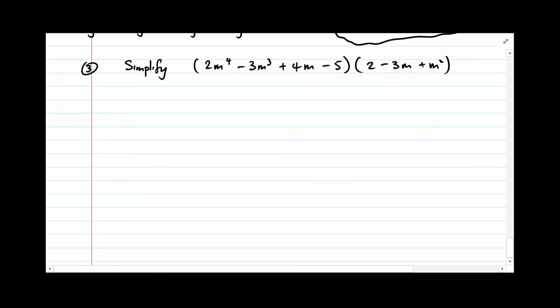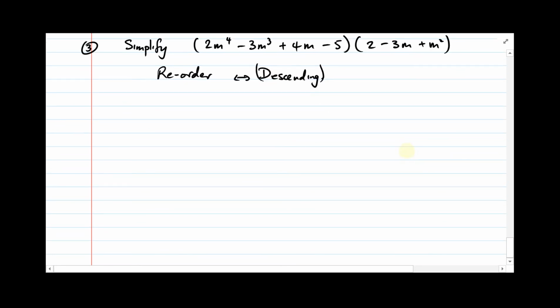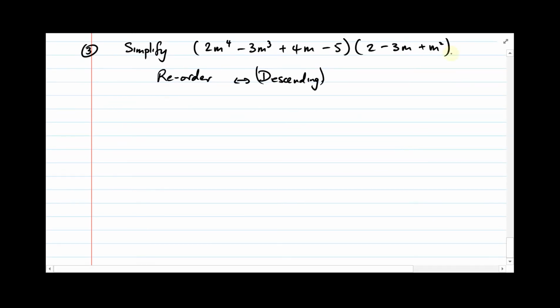When we're multiplying, it is useful to keep them in the same order, whether totally ascending or totally descending. So we will first reorder, and I'm making the choice, since the majority of the times we will be using descending order anyway, unless otherwise told. Then I will write each of these in descending order, and I want to simplify this using vertical multiplication.